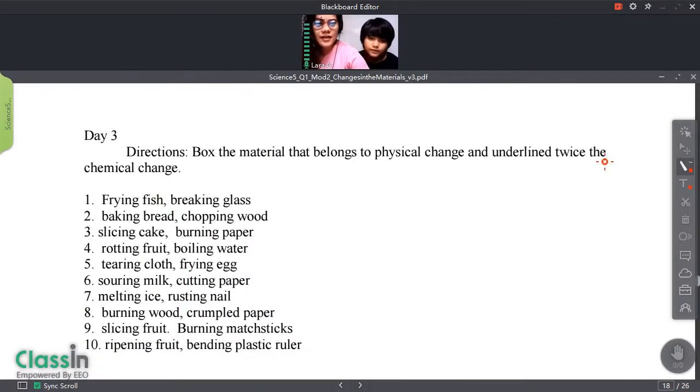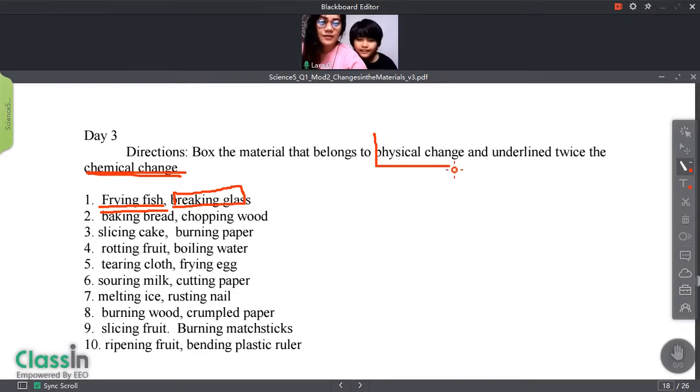Box the material that belongs to physical change, and underline twice the chemical change. Frying fish is chemical, because it underwent heat. Breaking glass is a physical change, so box it. The chemical change, underline twice. Only the physical form changed in breaking glass, since it was not exposed to heat or oxygen, it just broke.